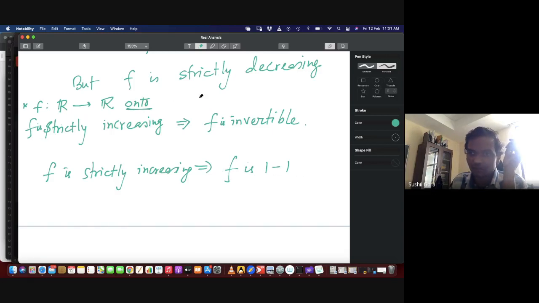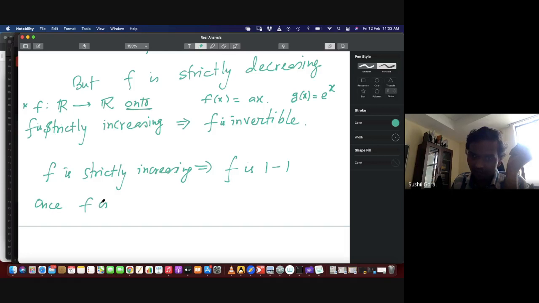So an example to keep in mind is f(x) equal to some ax, in this case onto, or you can look at f(x) equal to e to the power x as well. It is not onto, but it is invertible on its range. Once f is 1-1, the set theoretic inverse exists.